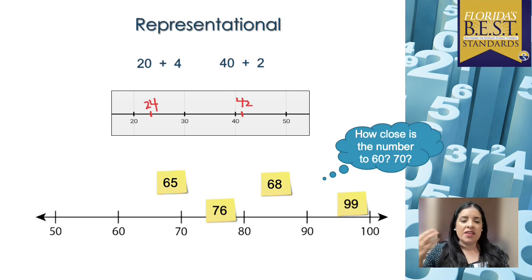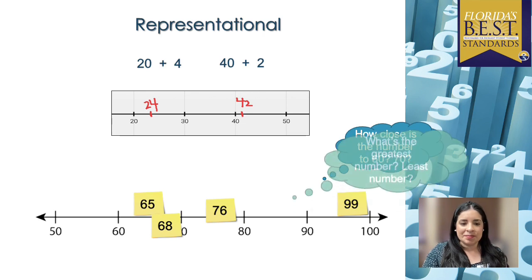Now we have 65 and 68. Which one is greater and how do we know? Or where do we place it on the number line? So how close is this number to 60 or to 70? Well, I know that 68 is closer to 70 because it's only 2 away. So we can move those numbers right to where they go on the number line.